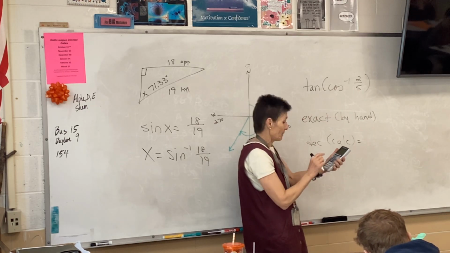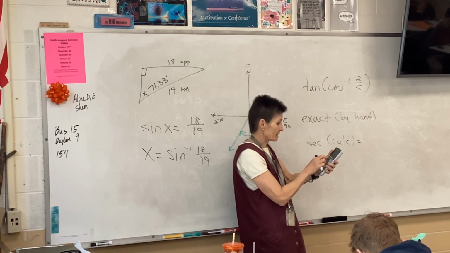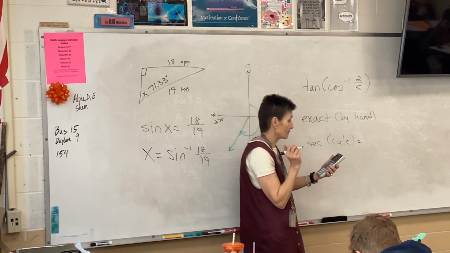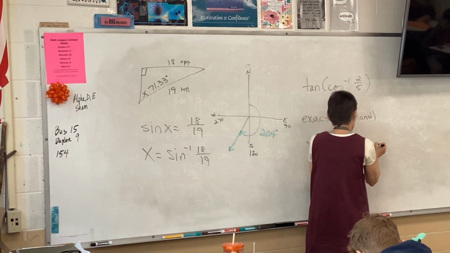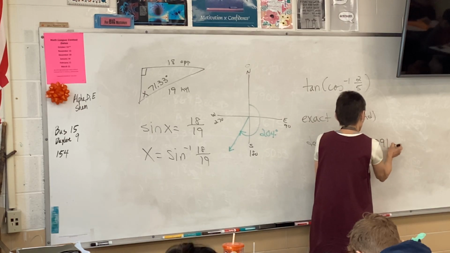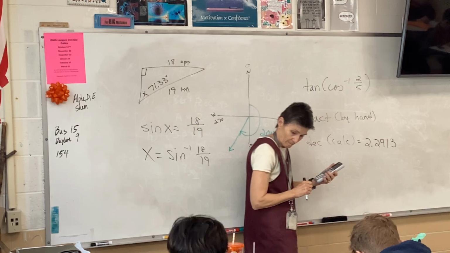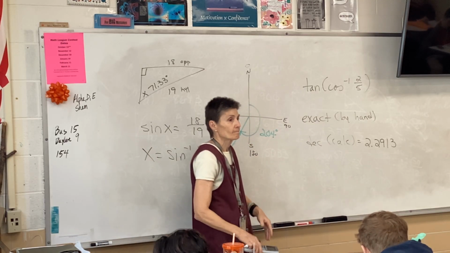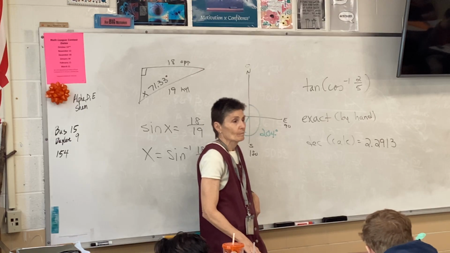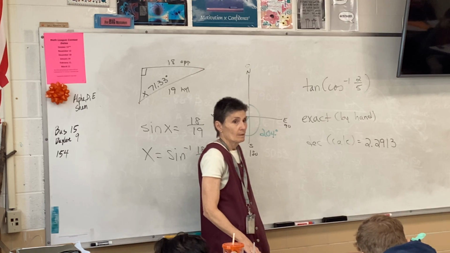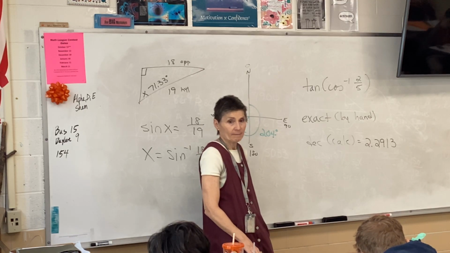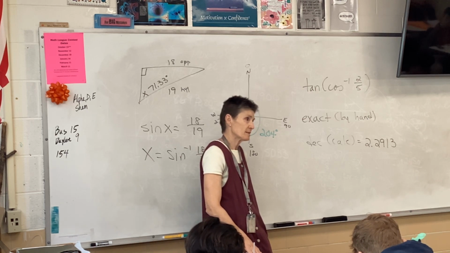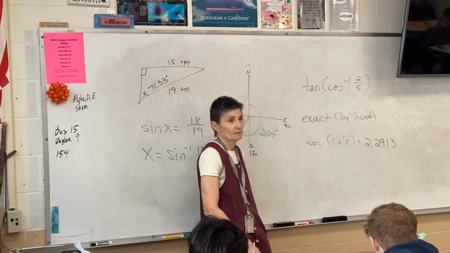So we just type tangent, inverse cosine, 2 divided by 5. And we get 2.2913. Everybody got it? Just type it in. Nothing tricky. You don't even need to put in parentheses. They can pop up automatically.